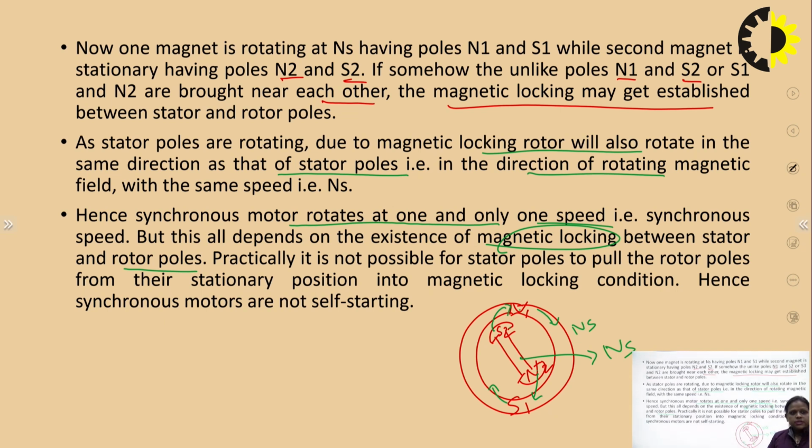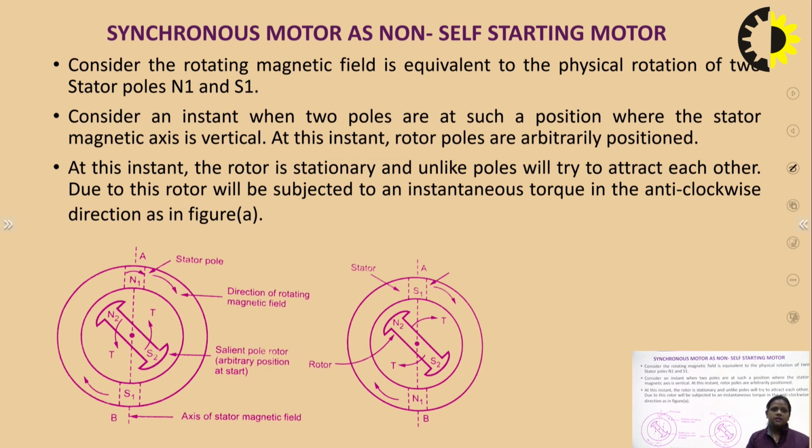But practically it is not possible for the stator pole to pull the rotor pole from a stationary position into the magnetic locking condition. Hence, synchronous motors are not self-starting. They work on the same principle, but when the motor starts, it is practically not possible for the rotor magnets to get locked with the stator magnets, right? Because the rotor is stationary and magnetic locking is not possible when the motor is getting started. So synchronous motors are not self-starting motors.